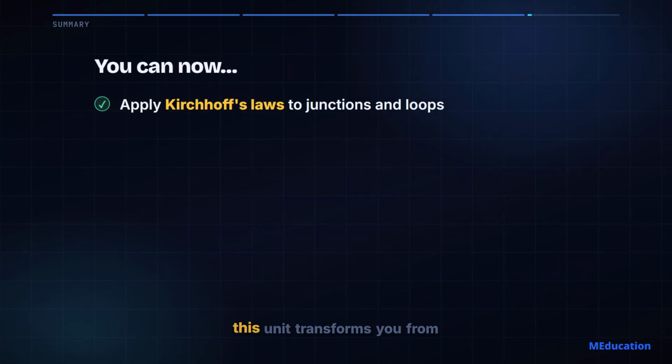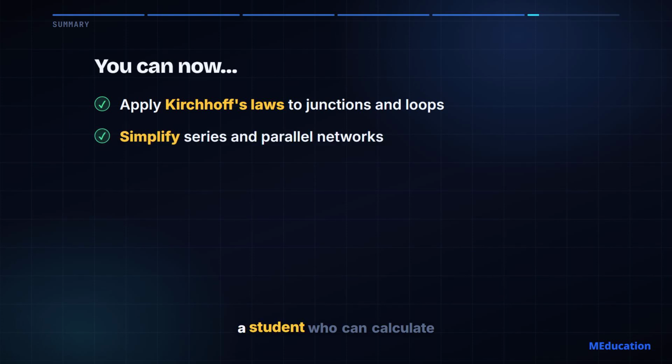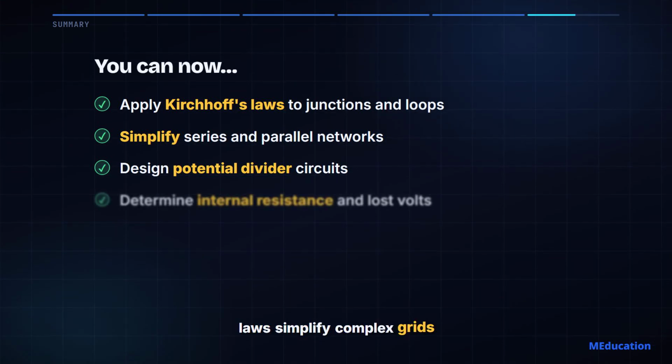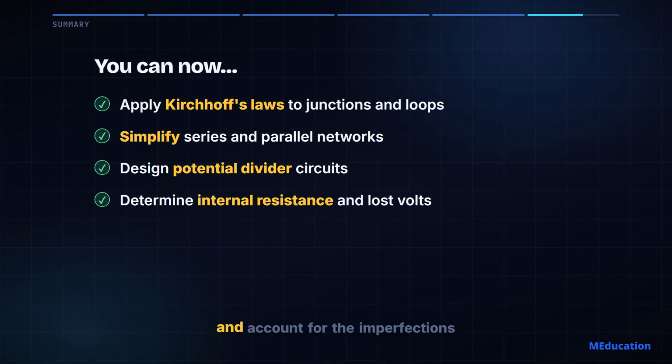In summary, this unit transforms you from a student who can calculate a single loop into a physicist who can untangle any electrical network. You will master the conservation laws, simplify complex grids, design sensor circuits, and account for the imperfections of real power supplies. You are now ready to begin DC circuits.